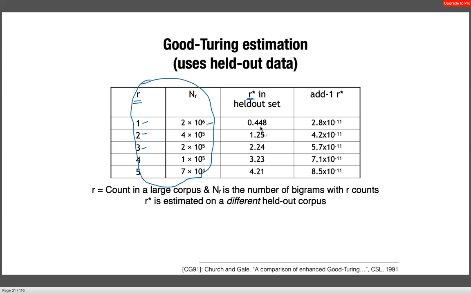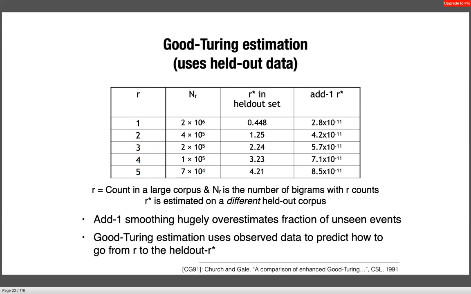Those values were as follows. R star is 0.448, 1.25, 2.24, and so on. So you can see that the discounted counts are strictly lesser than R, which is not surprising because this is a discounting technique after all. You're going to move some of the mass away from these seen ngrams.